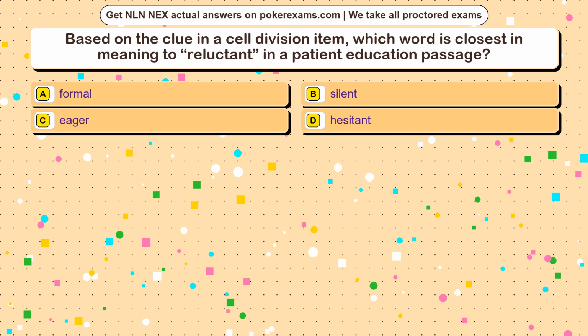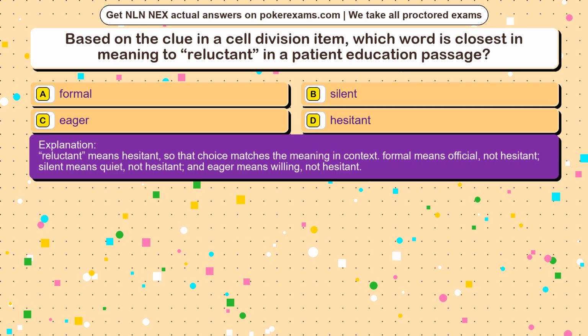The correct answer is option. Reluctant means hesitant, so that choice matches the meaning in context. Formal means official, not hesitant. Silent means quiet, not hesitant. And eager means willing, not hesitant.